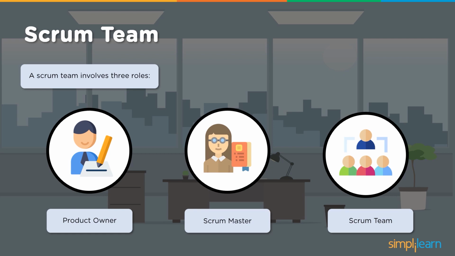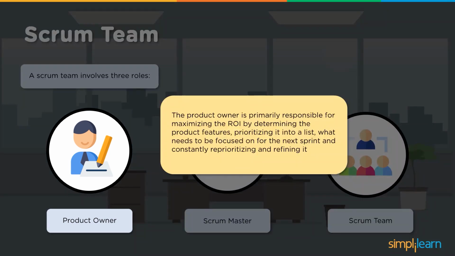So now what are these roles? What are the responsibilities? Where is the focus of each of the roles? So let us discuss that. Now when it comes to the product owner, the product owner is primarily responsible for maximizing the ROI by determining the product features, prioritizing them into a list, deciding what needs to be focused on for the next sprint, and constantly reprioritizing and refining it. So the key points we need to see here are determining the product features, maximizing the ROI, and reprioritizing and refining the product backlog.